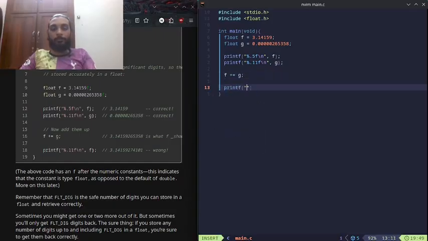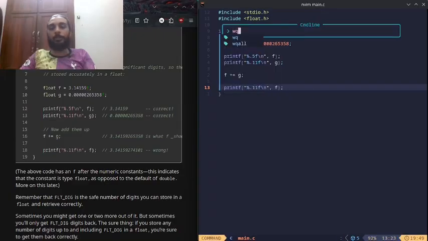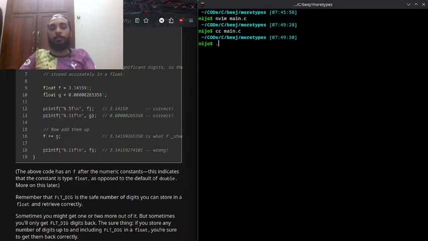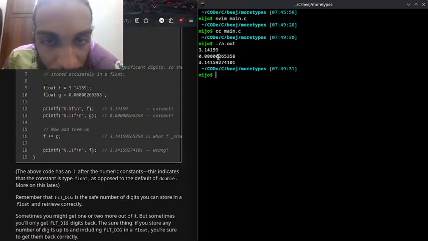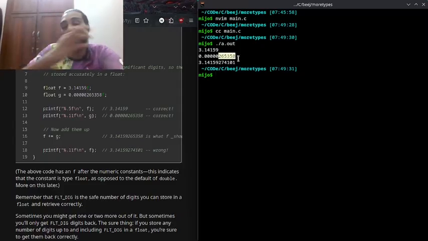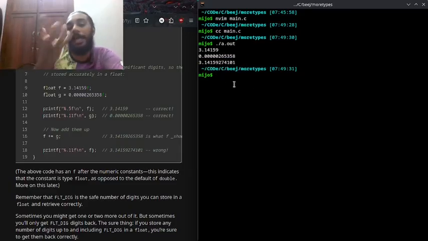But if you add them, this is what happens. printf with 0.11f and a newline, f, and boom. Now if I compile main.c and run this, as you can see, this should have come out correctly. It should have come out like a copy of this down here, but no, it became 2741001 because it cannot handle significant digits of more than 6.